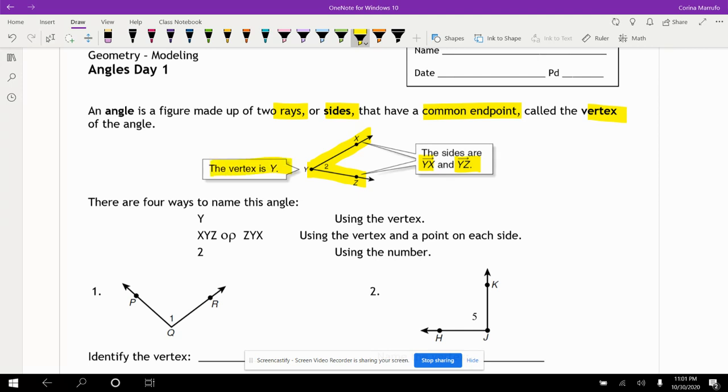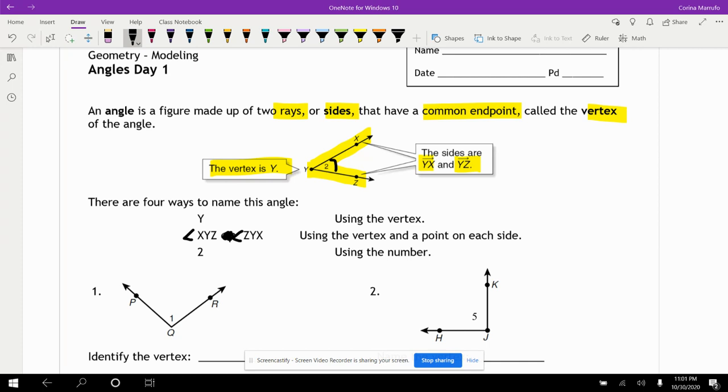Now the vertex is Y, so we could call this angle Y, or by the number that they have in here, that's also considered angle 2. So it says here there are 4 ways to name this angle. And go ahead and ignore this. I think that's a typo. It should have little symbols here. I think I had trouble transferring it onto the notes page, and it switched the little symbols.